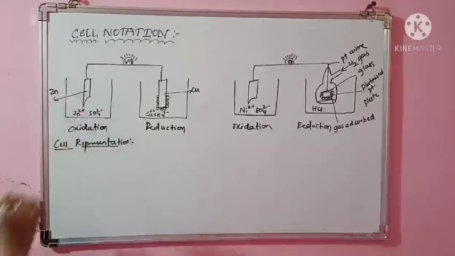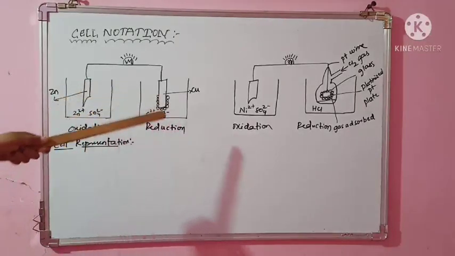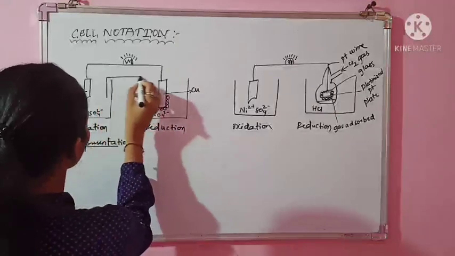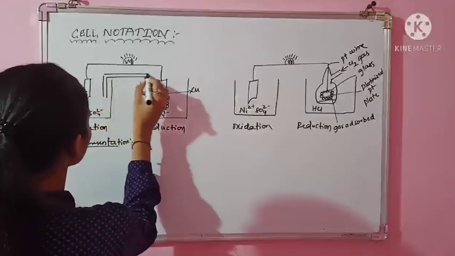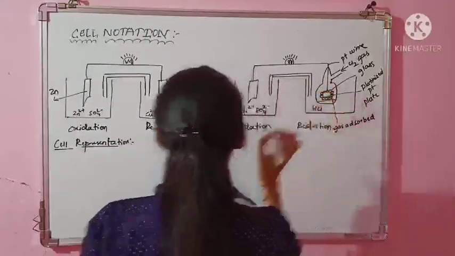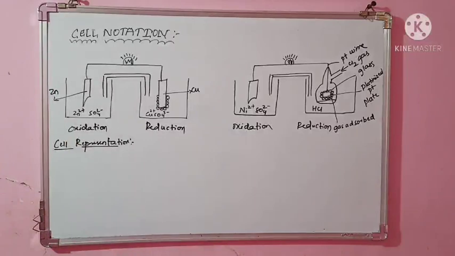So before going to cell representation, I have to complete my circuit using what? Salt bridge. Okay, so this is the salt bridge I am considering. So I have to mention the salt bridge like this. Clear? Now I can represent my whole cell. Till now we were doing half cell, meaning only oxidation or reduction we were considering. Now we will consider the complete cell representation.